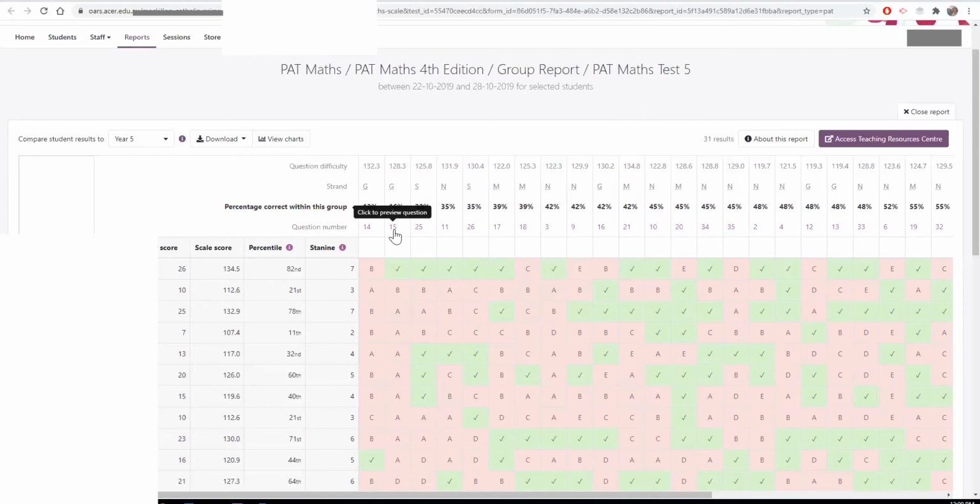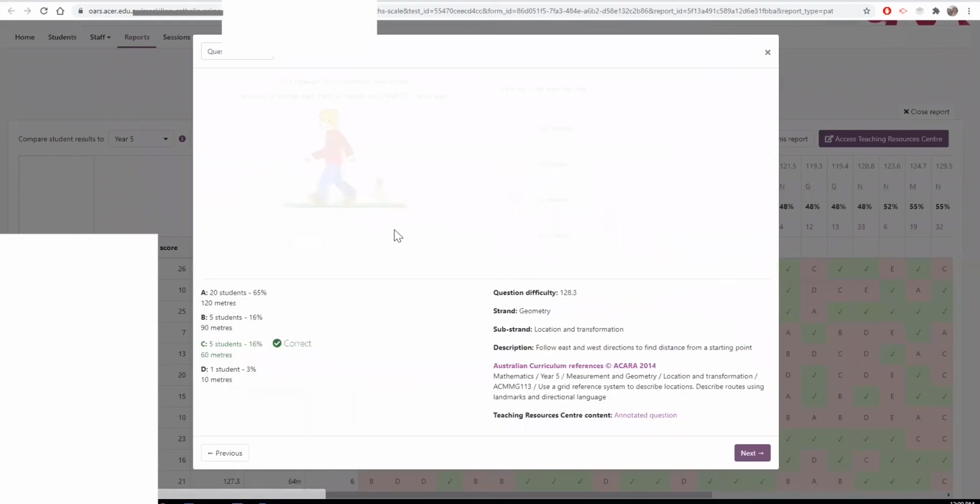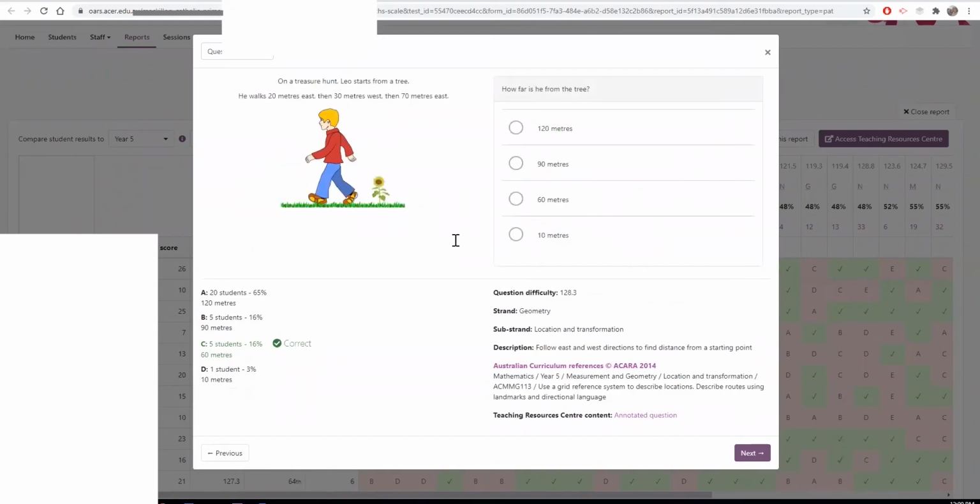And I'm not going to go into great detail. We'll go into this later on, but I can click on the preview and I can see that they say it's a geometry question, and then the substrand is location and transformation. So you can see Leo starts from a tree. He walks 20 meters east, then 30 meters west, then 70 meters east. How far is he from the tree?